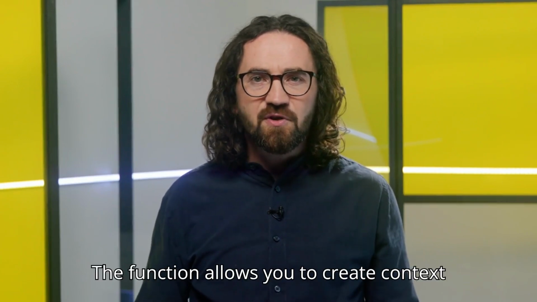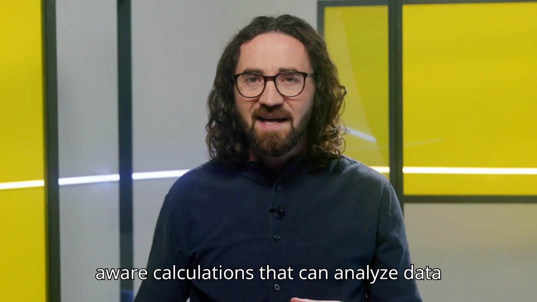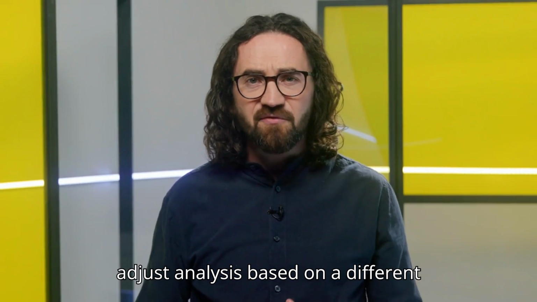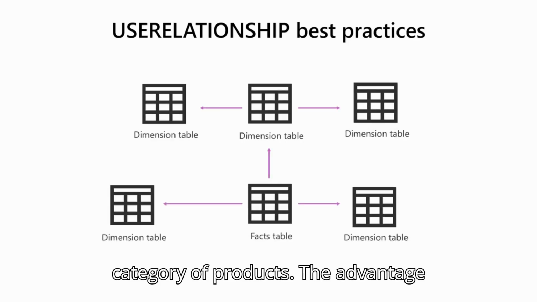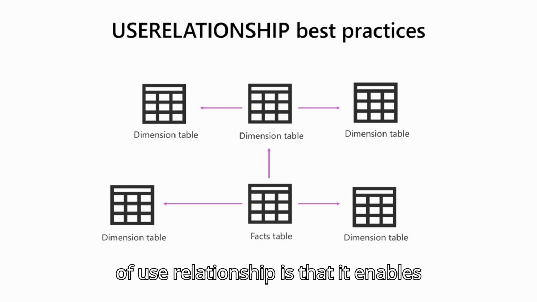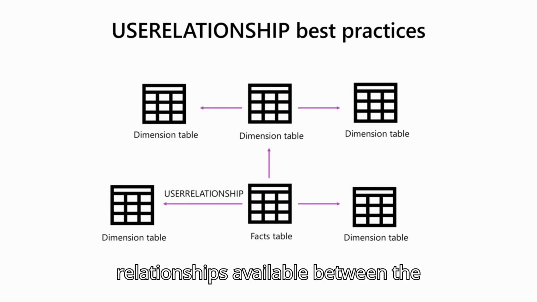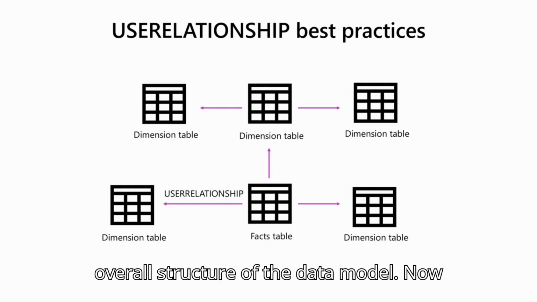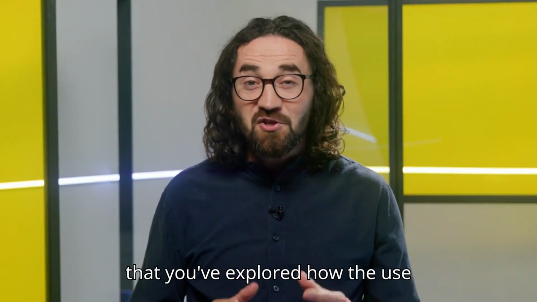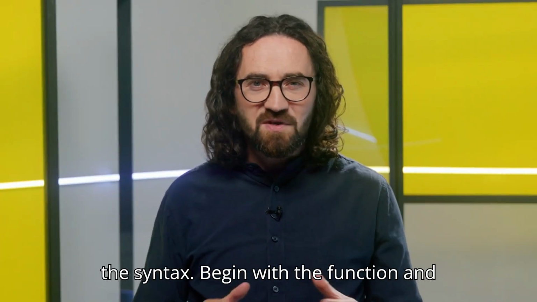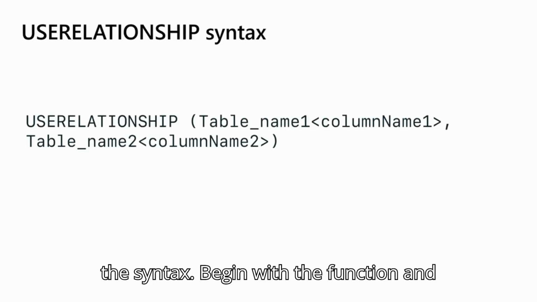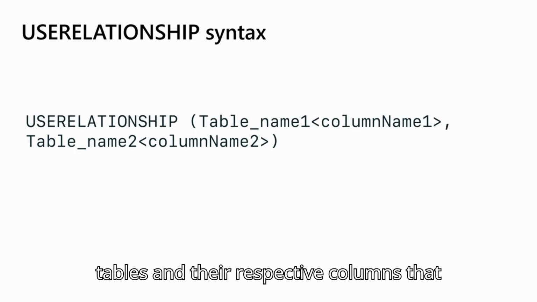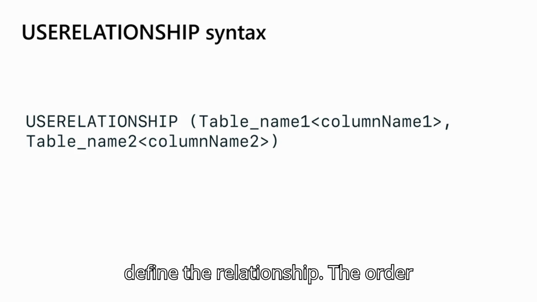The function allows you to create context-aware calculations that can analyze data based on different date dimensions or adjust analysis based on a different category of products. The advantage of useRelationship is that it enables you to perform analyses using different relationships available between the related tables without affecting the overall structure of the data model. Now that you've explored how the useRelationship function works, let's review the syntax. Begin with the function and then place your argument in parentheses. The argument is the names of the required tables and their respective columns that define the relationship.